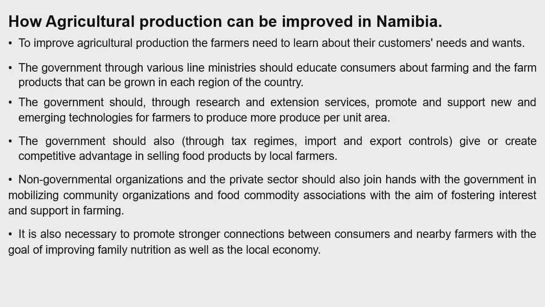Now, the government, through various line ministries, should educate consumers about farming and the farm products that can be grown in each region of the country. This can also help to improve agricultural production when farmers are aware of what products are suitable to be farmed in which particular regions. This will help farming production to be improved in the country.